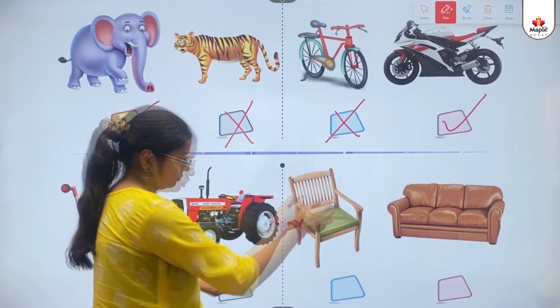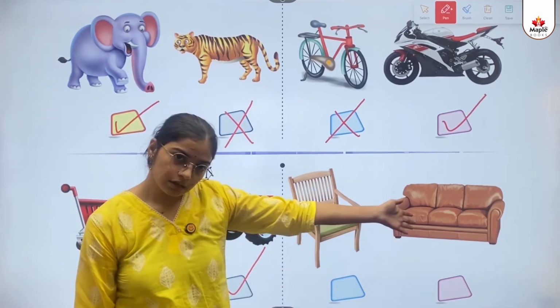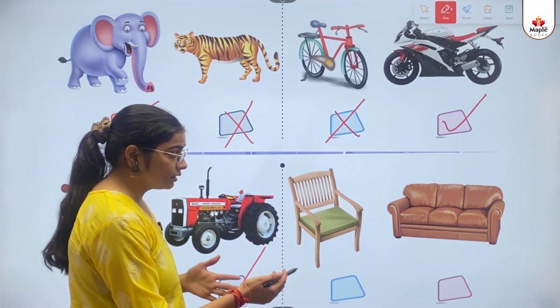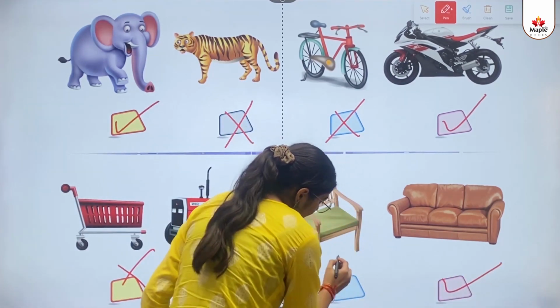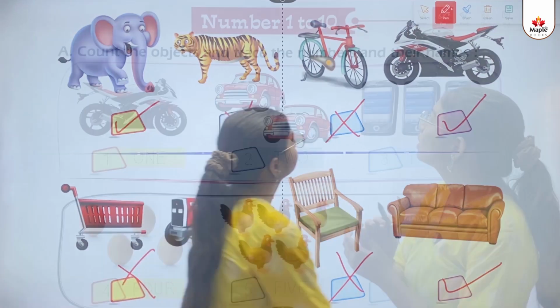As you can see, there is a chair given and there is a sofa given. So which one is the heavier one? Obviously, the sofa is the heavier one. So we will tick on this and cross on this.